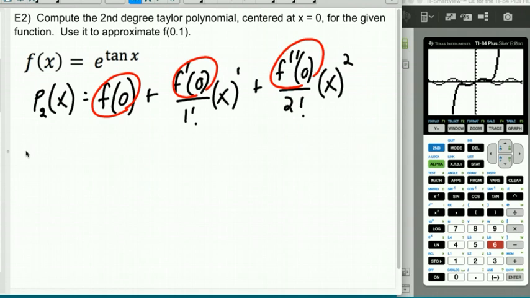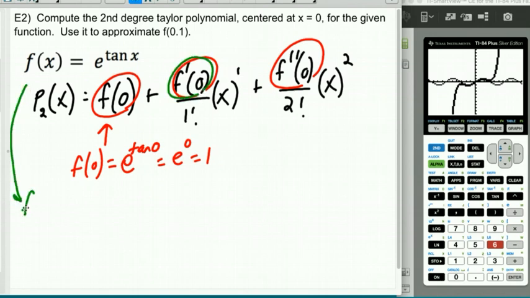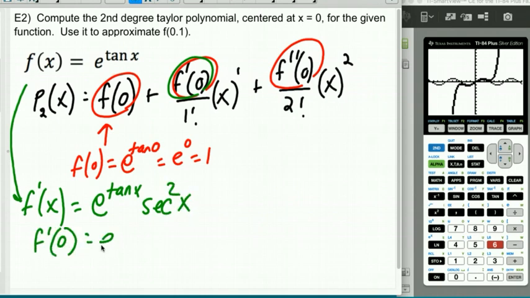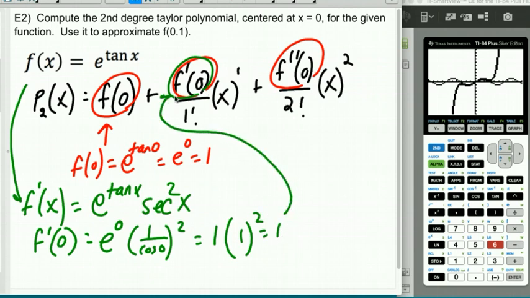So f of 0 is easy, right? f of 0 is e to the tangent of 0, which is e to the 0, which is 1. So that's a 1. Great. I need f prime of 0. Well, that's going to involve finding f prime. So f prime of x is going to be the derivative. The derivative of e to the stuff is e to the stuff times the derivative of the stuff. So f prime of 0 is going to be e to the 0 times secant squared, right? Secant is 1 over the cosine, right? So it's a 1. So I'm going to get 1 times 1 squared, which is just 1. So that's also apparently a 1.